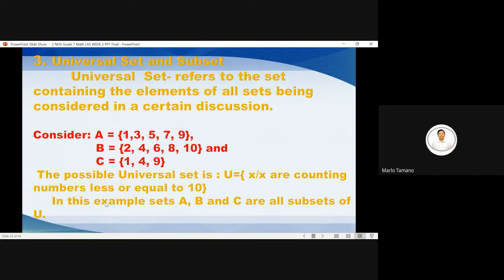Ayan. Kahit pa pag-aari ni A yan, no? Pag-aari din ng universal. Kasi nga, nasa loob siya ng rectangle. Okay? Pag-aari ni B ay pag-aari din ni universal set. C, pag-aari ni C na elements na 1, 4, and 9 ay pag-aari din ng universal set. Okay? Sana po naintindihan.